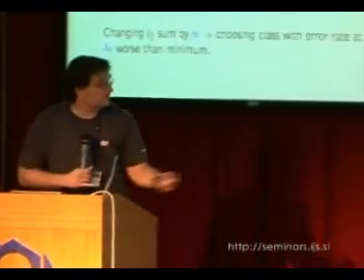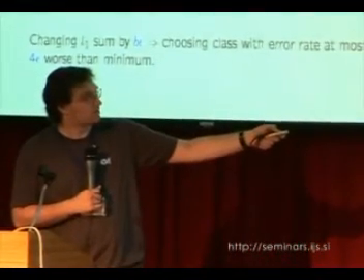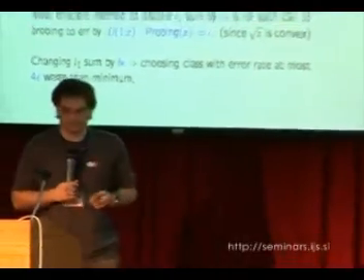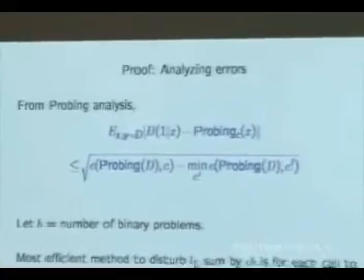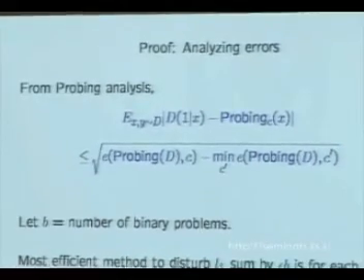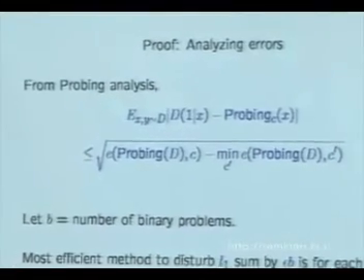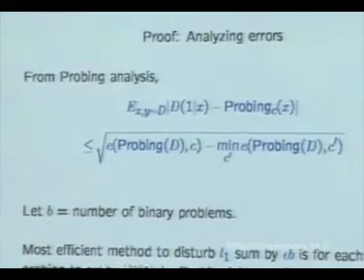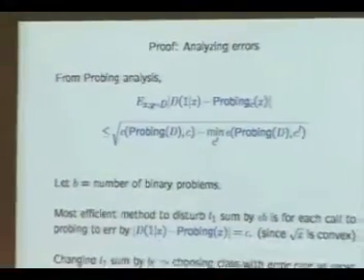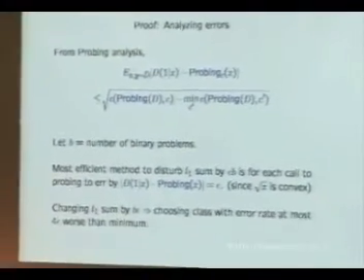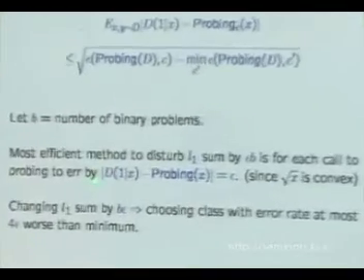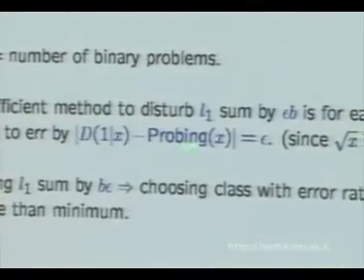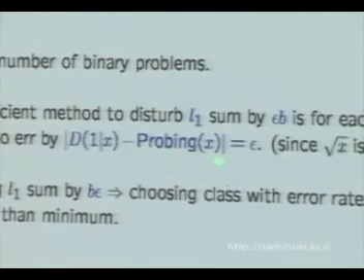Then, because this is a square root, it turns out that it's more efficient for the adversary to mess up a little bit on each problem, mess up by just epsilon in the estimate of each individual problem, than to mess up a lot on one and very little on the others. So in particular, the adversary is going to want to make the difference between the truth and the estimate of the truth for each binary problem be just epsilon.